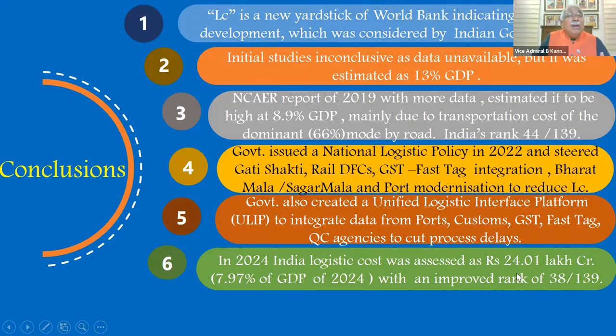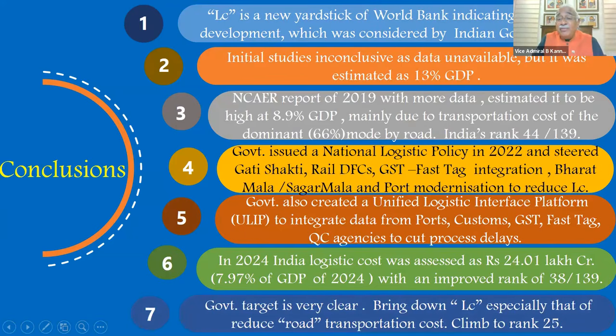In 2024, our expenditure was 24 lakh crores for logistic costs. This is incurred by different manufacturers, different companies, and also by government, etc. So this 25 lakh crores works out to 7.9% of our GDP of 24. We improved our rank, all right. From 44, we have come to 13, but we want to reach 25. For that, the road transportation dominance has to be reduced.